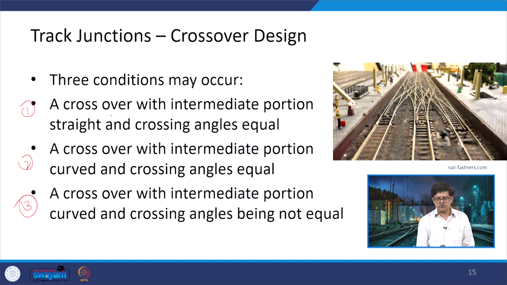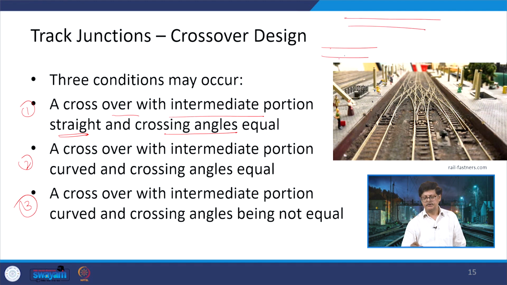The first case is the crossover with the intermediate portion straight and the crossing angles equal. If I am going from this track to another track and it takes a turn, there can be a curve here, then a straight section, and then a curve here. It will go in this form, with a straight section in between. So, this straight section is there as an intermediate portion. At the same time, the angle of crossing here and the angle of crossing made here are the same.